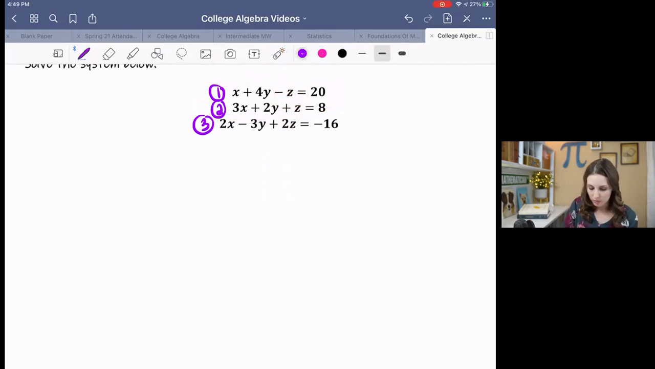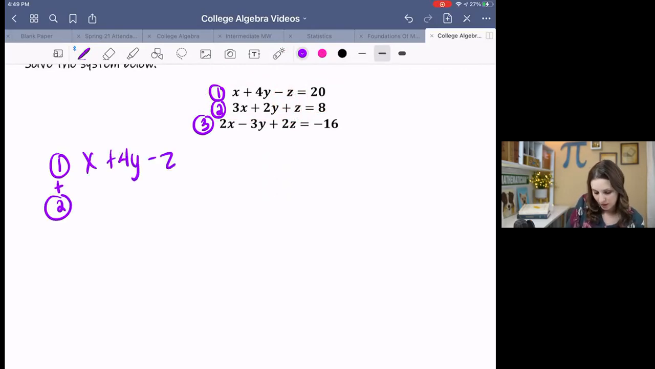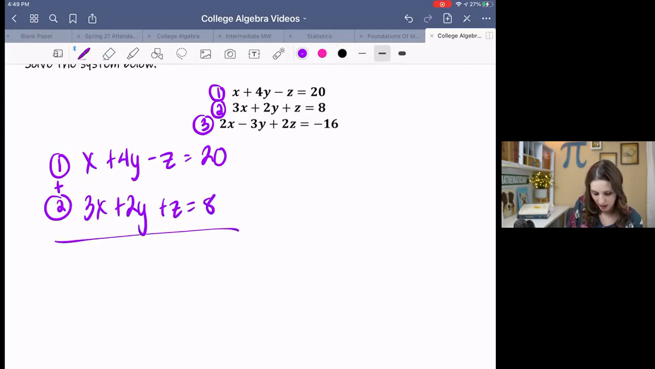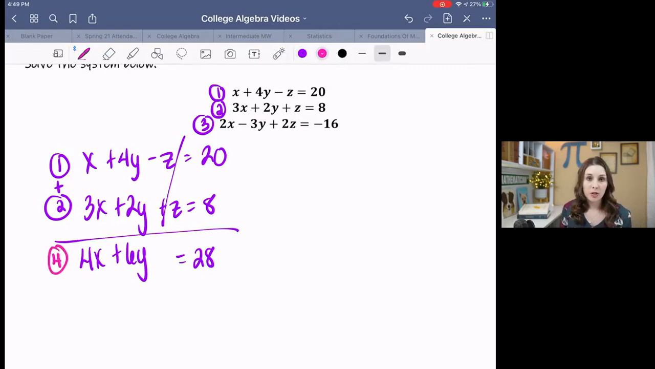So I'm going to use equation 1 plus equation 2: x plus 4y minus z is 20, and 3x plus 2y plus z is 8. I'm adding the two equations, and when we add them, we get 4x plus 6y equals 28. This is a new equation, and you'll notice in this equation that there is only an x and a y.